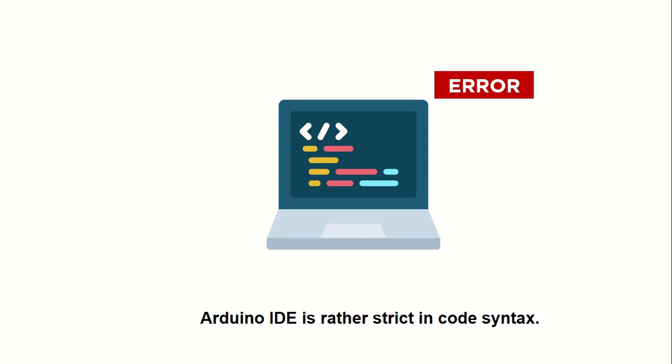If there is a missing semicolon or a misplaced variable, the Arduino software will not run your code and it will report an error.